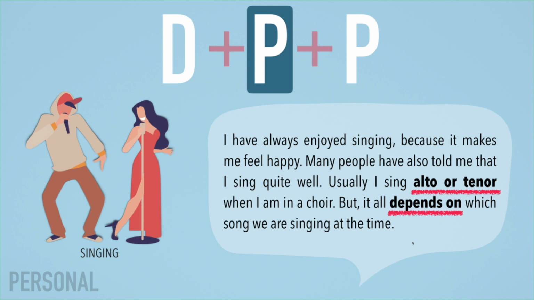Many people have also told me that I sing quite well. Usually I sing alto or tenor when I am in a choir, but it all depends on which song we are singing at the time. All right, so what did I do? I told you a little bit more information about my personal ability to sing. I gave you information about why I like it. I told you where I do it. And then I also gave you details about how I do it. Again, this is part two of the equation, giving a description of your personal ability.